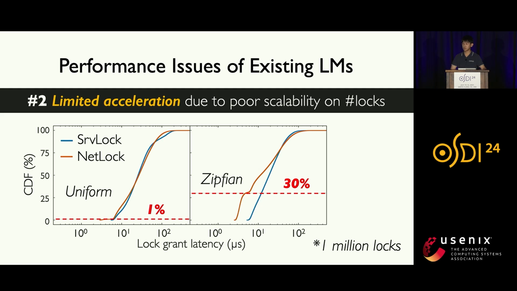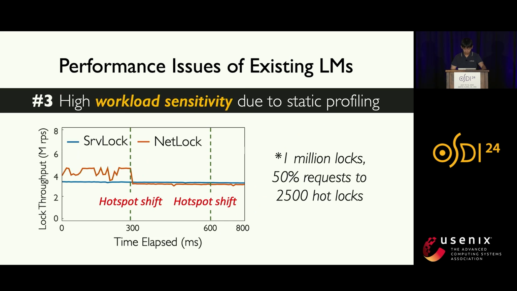So due to this poor scalability, netlog achieves very limited acceleration when managing a large number of logs. In our micro benchmark with 1 million logs, netlog can only manage less than 1% of logs on the switch, and therefore it accelerates only 1% of requests in uniform workloads. Even if the workload is highly skewed, for example following the Zipf distribution, netlog at most accelerates 30%.